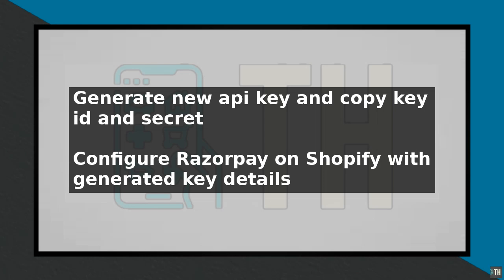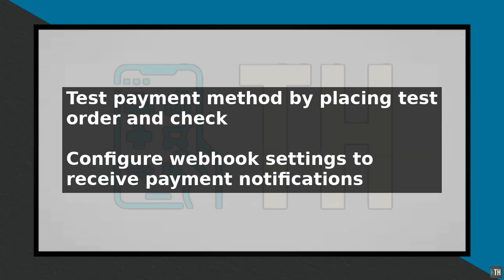It is also important to configure the webhook settings to receive notifications for successful payments. To do this, navigate to the Settings section on the Razorpay dashboard and click on Webhooks. Enter the URL of your Shopify store and select the events that you want to receive notifications for.